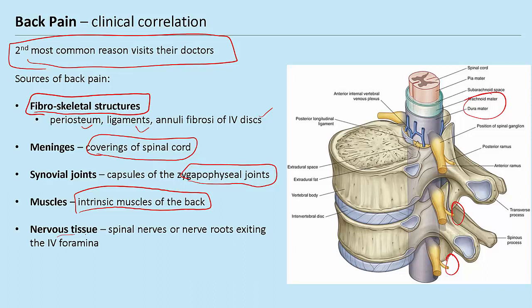And then, of course, the nervous tissue itself can cause pain, whether the spinal nerve is compressed or the dorsal root is compressed or maybe inflamed. It doesn't have to be compressed. It can just be irritated. That can also cause that pain as well. Or maybe it's been overstretched.